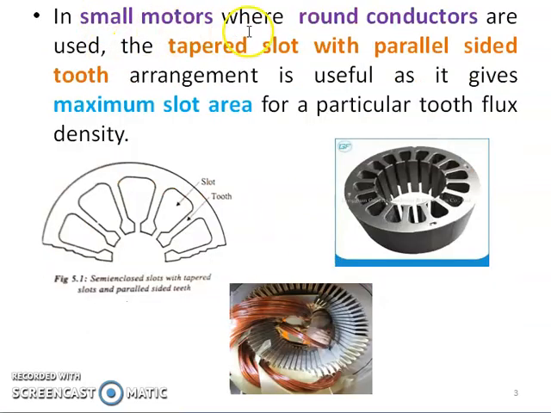In small motors, usually round conductors are used, and for round conductors, a tapered slot with parallel sided tooth arrangement is preferred because this will give maximum slot area for a given flux density. Hence, a bunch of conductors can be placed in this slot. This figure shows how the stator core is formed using n number of laminations of tapered slot with parallel sided tooth.